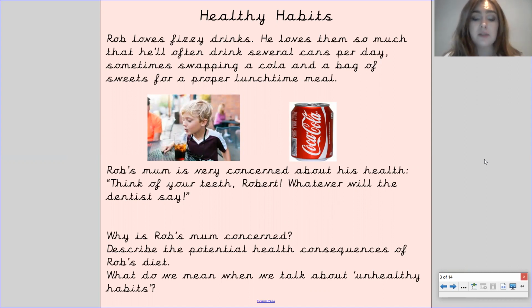Okay, so Rob's mum is concerned because this is not healthy. And the potential health consequences of Rob drinking lots of cans of cola per day and eating sweets is that the sugar will rot away his teeth. But not only that, drinking so much sugar is not good for your health at all, and it can lead you to put on a lot of weight.